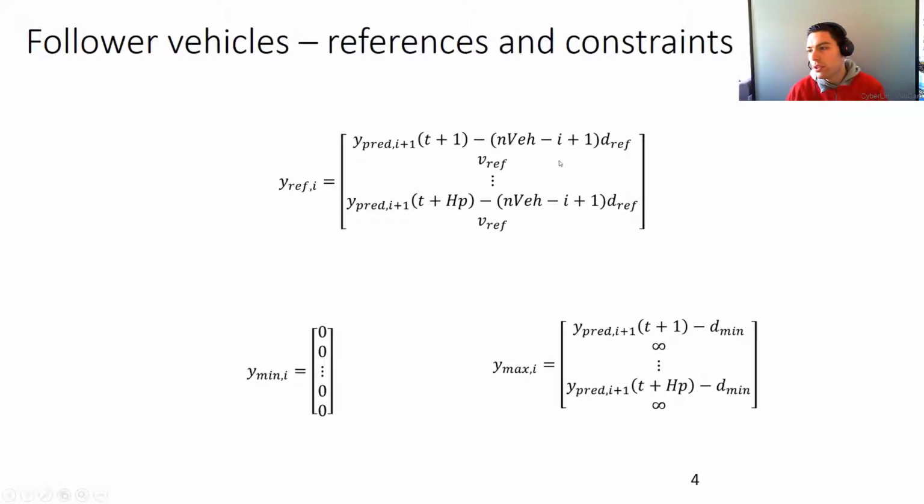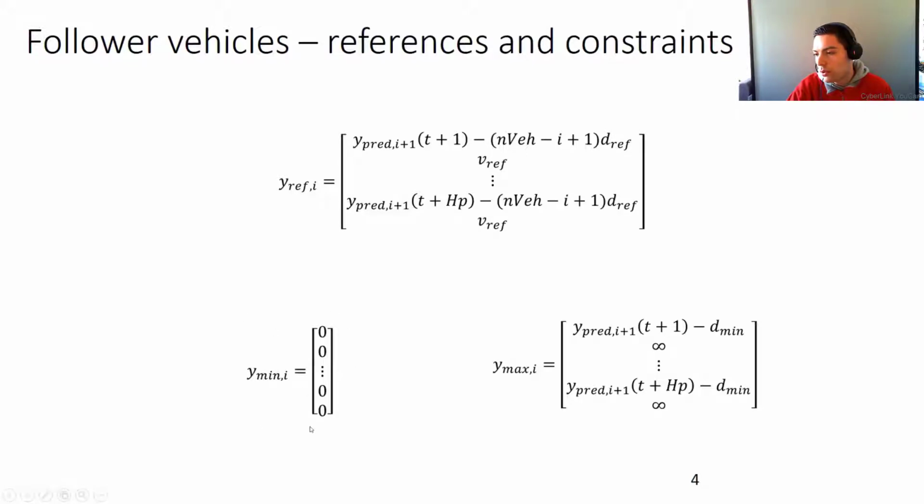For the follower vehicles, we have the following reference. So we have the vehicle in front of you minus, oh, sorry, this is a mistake. This should be the leader vehicle, over the prediction horizon for the positions minus the number of the ith vehicle that you are in the group, to have a proper reference with respect to the leader vehicle. And we also give a reference velocity for the velocity.